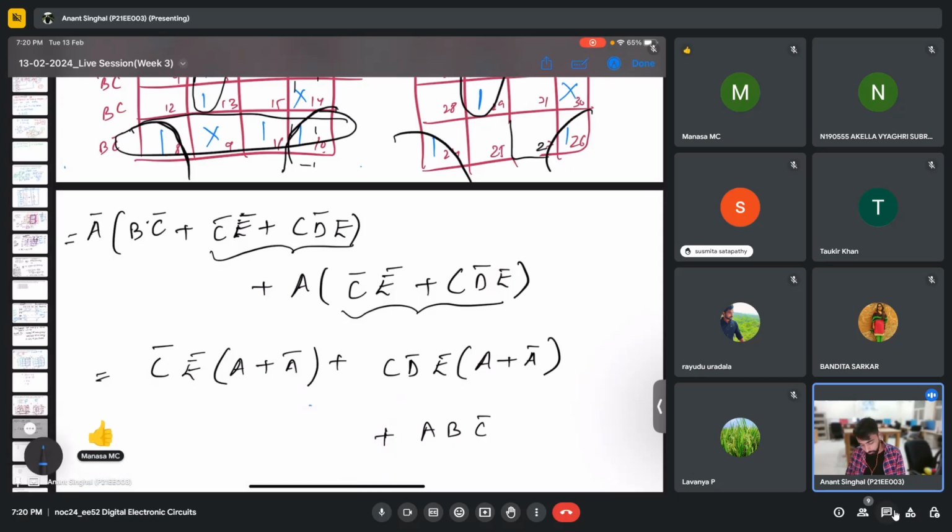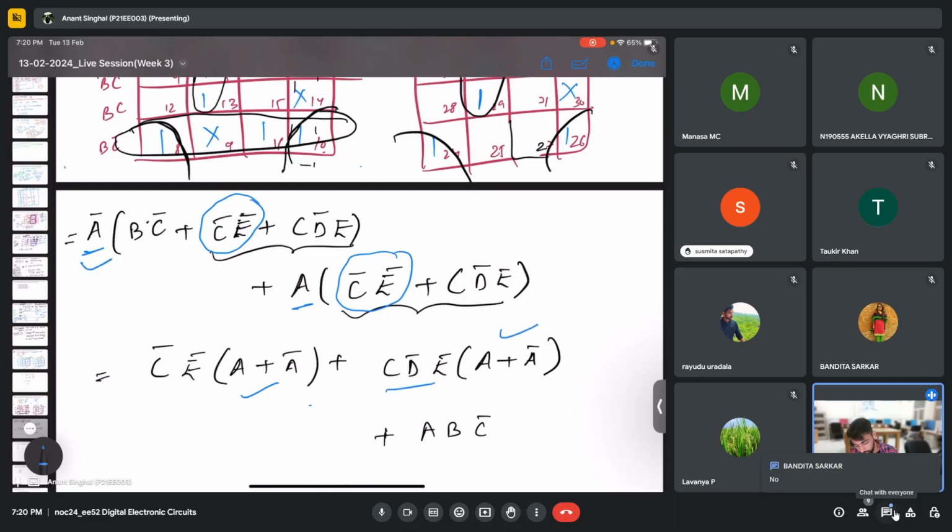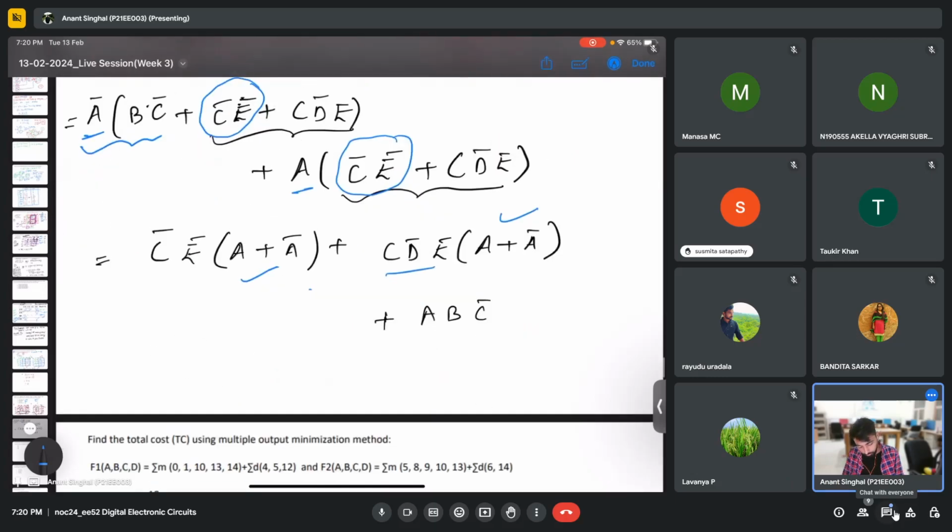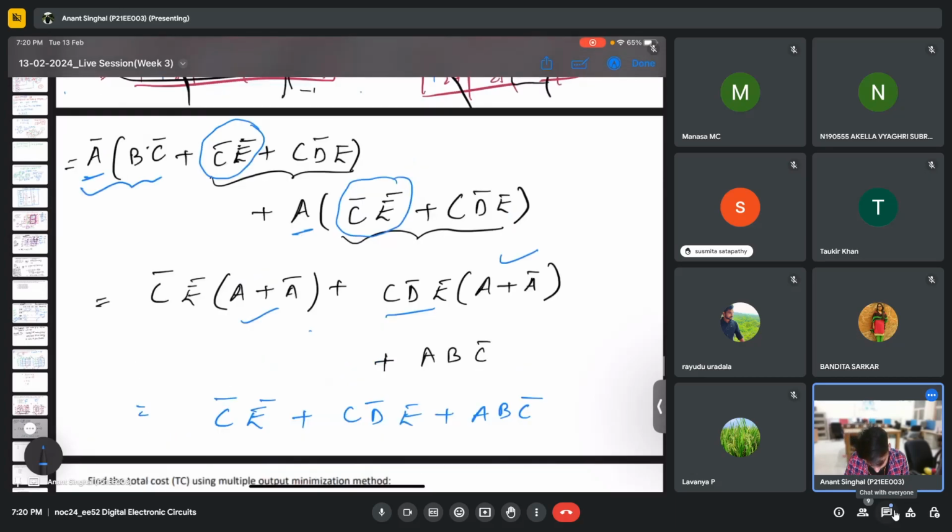I have taken C complement E complement common, and the common factor was A plus A complement. Similarly, for C D complement E, the common factor and the first term remains the same, which is A complement B C complement. So if there is no doubt, the first term is C complement E complement, the second term is C D E complement, and the third term will be A B C complement. So this will be the final minimization, I guess.